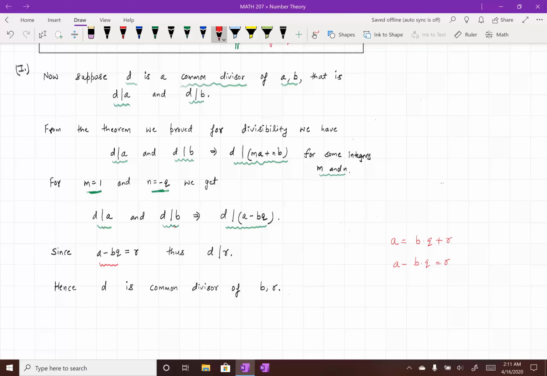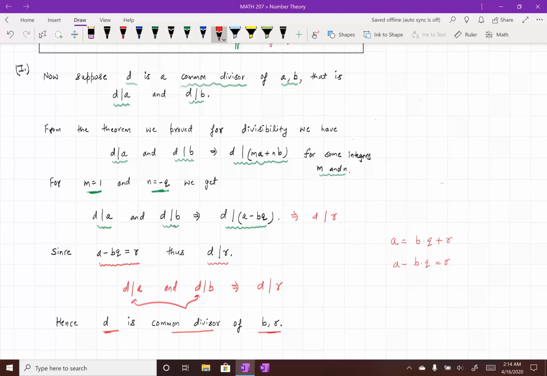And since A minus B times Q is equal to R, from the above statement we can conclude that D divides R. Okay, so this also implies D divides R. Thus we proved here that if D divides A and D divides B, then this implies D divides R. Okay, so hence D is a common divisor of B comma R. So we started with the statement that if D is a common divisor of A and B, then this implies D is a common divisor of B comma R.